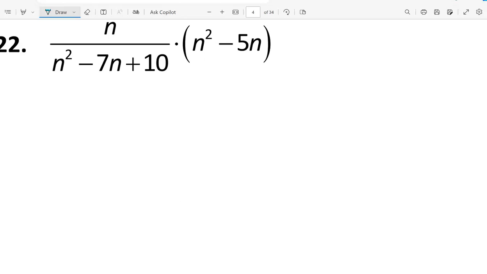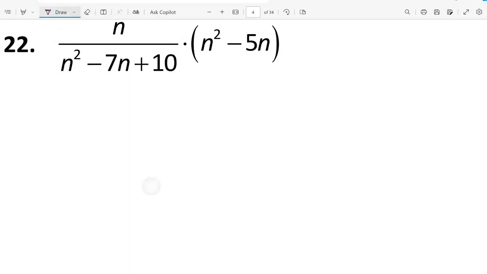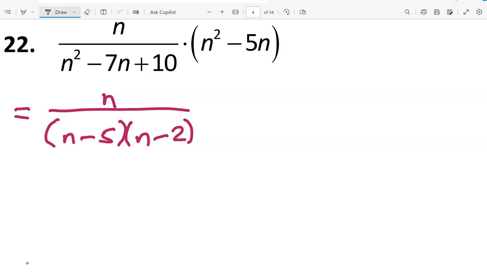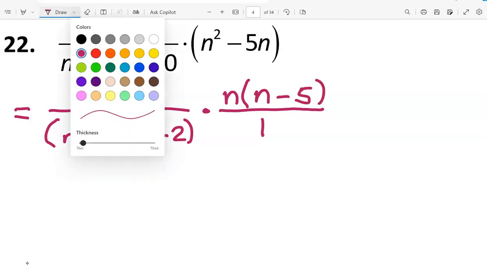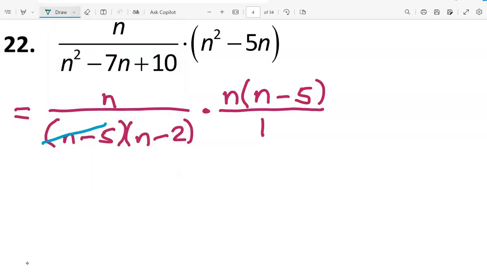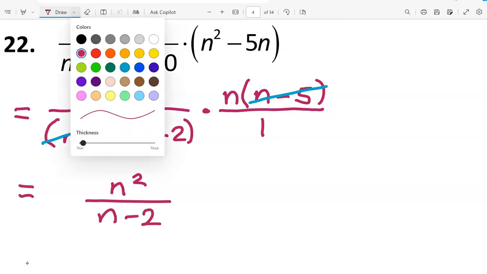In 22, we have a multiplication, and the first fraction can be factored to n minus 5 times n minus 2 in the denominator. And then the second fraction is really n squared minus 5n over 1. But I'm going to factor the n squared minus 5n to n times n minus 5. And now I'm going to cancel my common factors. The n's don't cancel because they're both factors in the numerator. So now we're just going to multiply straight across: n squared divided by n minus 2.